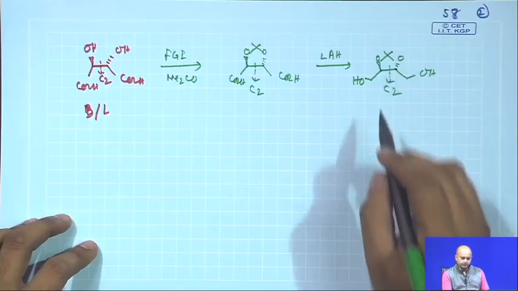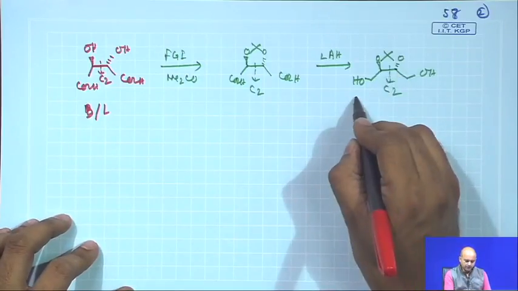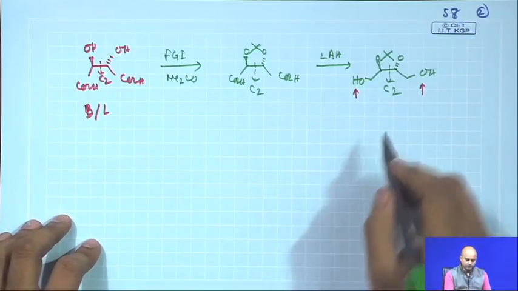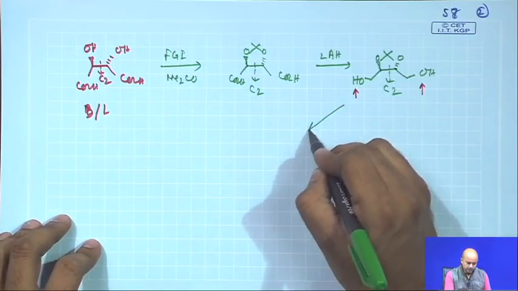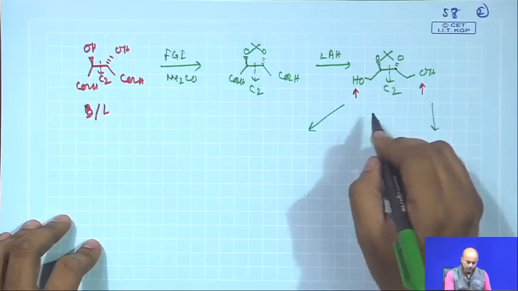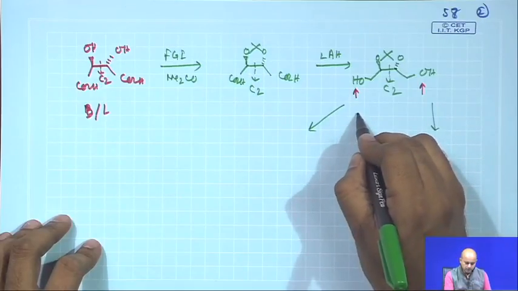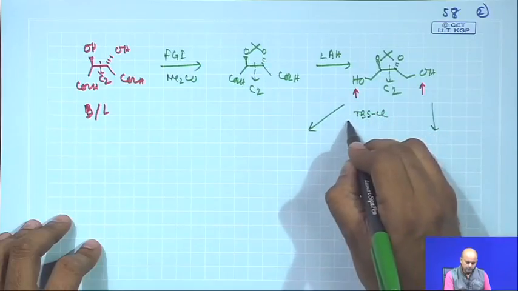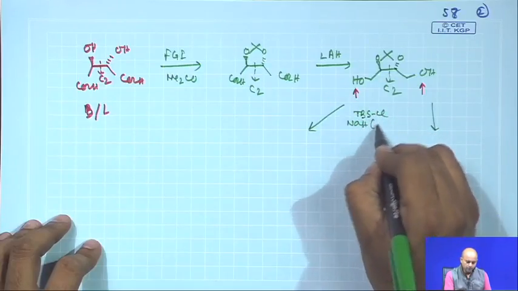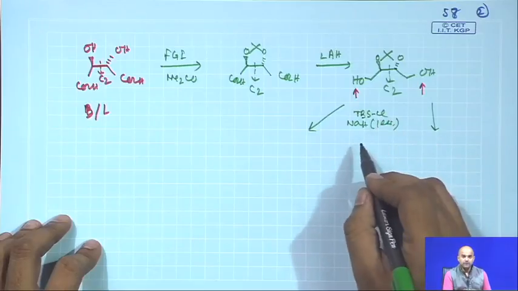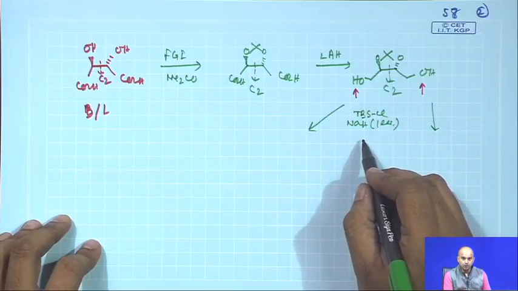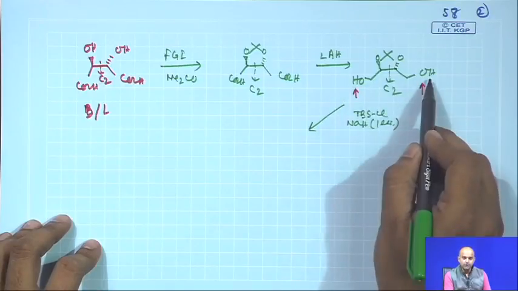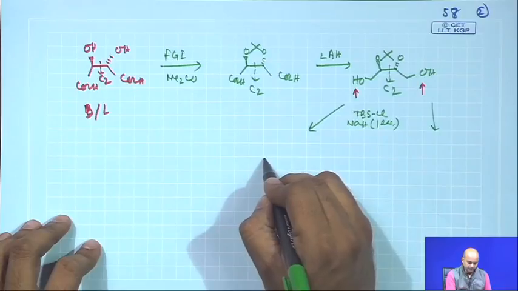By doing this, this CH2OH and this CH2OH are homotopic. So what does it mean? Now I am giving you one equivalent of TBS chloride and one equivalent of sodium hydride, basically the McDougal protocol which you have earlier explained. So you expect that one CH2OH will be protected, and that is fine.